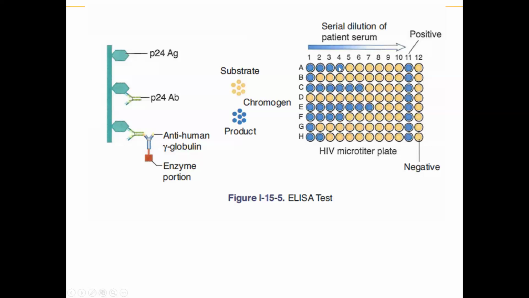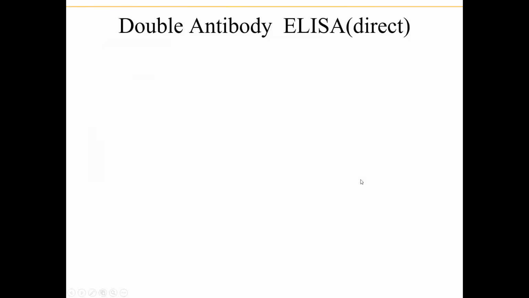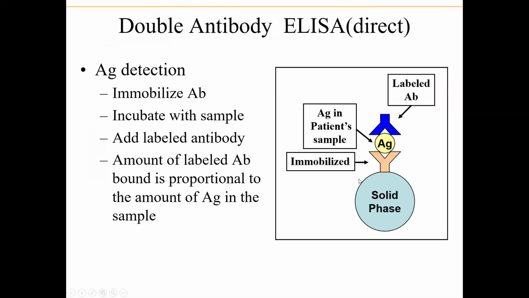So here you can see up to 4, here up to 1 only, here up to 6 positive. These are the positive controls, these are the negative controls, on the microtiter plate. That's how it detects. Then there are different methods. We use double antibody ELISA. That is, we use another antibody.